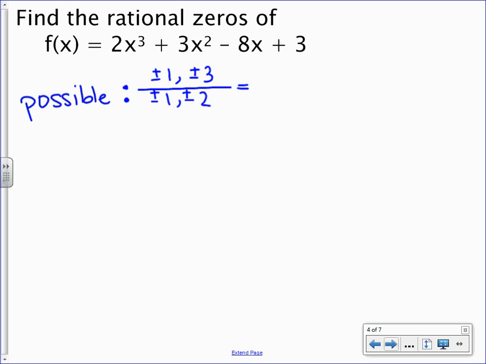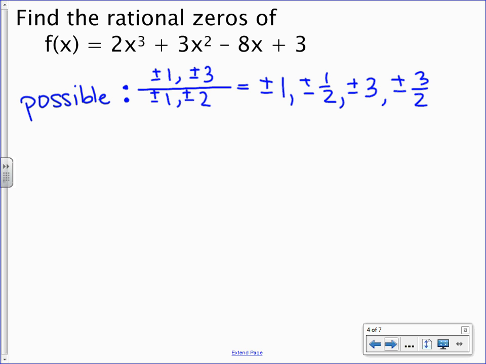All right. So let's list these out, please. We have 1 over 1, positive or negative. 1 over 2, positive or negative. 3 over 1, positive or negative. 3 over 2, positive or negative. So we have narrowed down our options from an infinite number of numbers to 8 numbers. Does it seem so bad when you look at it from that perspective, right?